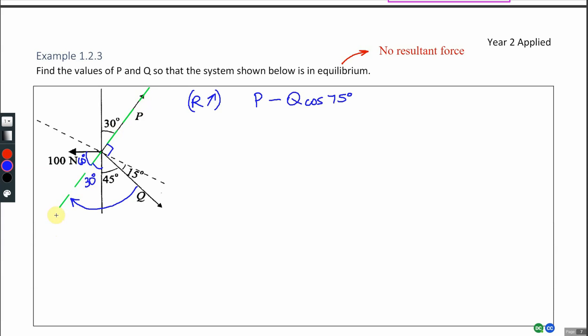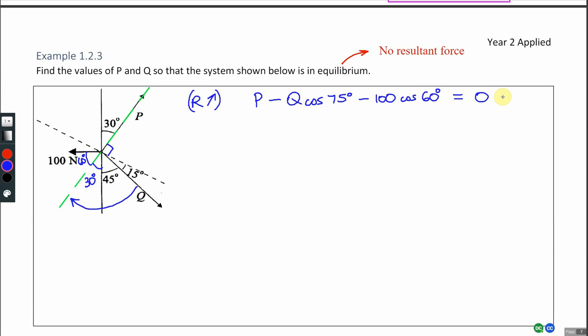Same for the 100 Newton force. I need to turn the 100 Newton force through 60 degrees, and again it'll be pointing the wrong way, so I need a minus. So it'll be minus 100 cos 60. And I can put all of that equal to 0 because we are looking for when the system is in equilibrium, and that's when there will be no resultant force. So we can definitely put that equal to 0.